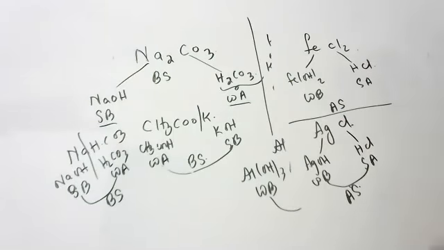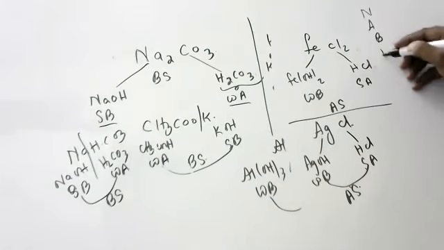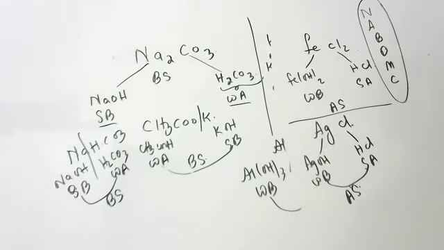And so today we have discussed the different types of salts with you, children. One is normal salt, acidic salt, basic salt, double salt, mixed salt, complex salt. All the salts, their definitions and examples you have to remember, children.